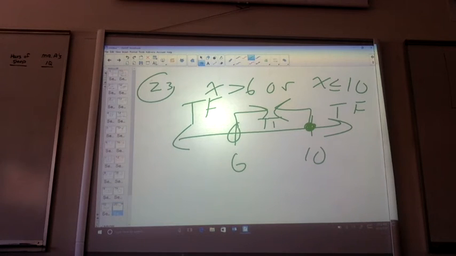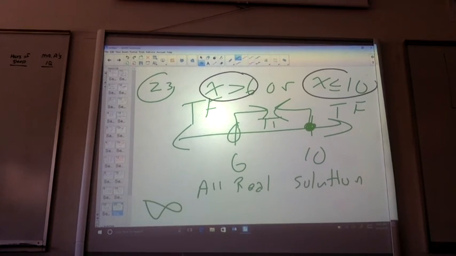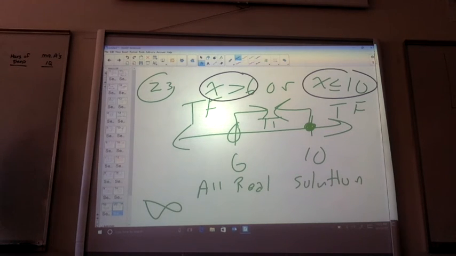What can you tell me about the solutions? All real solutions. Or infinite solutions, because they'll go through. It'll include every point. So remember, an or problem is two problems. I've built these problems so that no matter what number I plug in, at least one of those will be true. It's possible both are true, but at least one of them will be true.